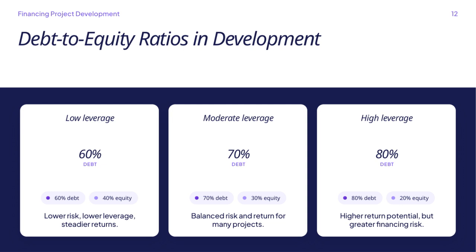Finally, high leverage uses 80% debt and only 20% equity. While this can lead to higher potential returns, it also comes with greater financing risk. Understanding these ratios helps us make informed decisions about how much debt and equity to use based on the project's risk tolerance and return goals.